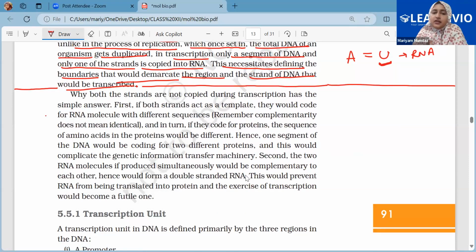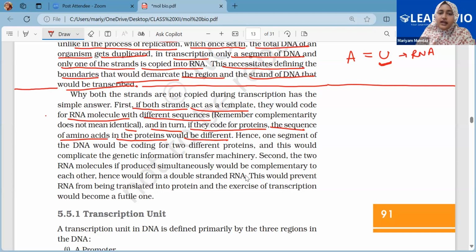Why both the strands are not copied during transcription has a simple answer. First, if both strands act as a template, they would code for RNA molecules with different sequences. Remember, complementarity does not mean that they will be identical. And in turn, if they code for proteins, the sequence of amino acids in the proteins would be different. Hence, one segment of DNA would be coding for two different types of protein, and this would complicate the genetic or information transfer machinery.